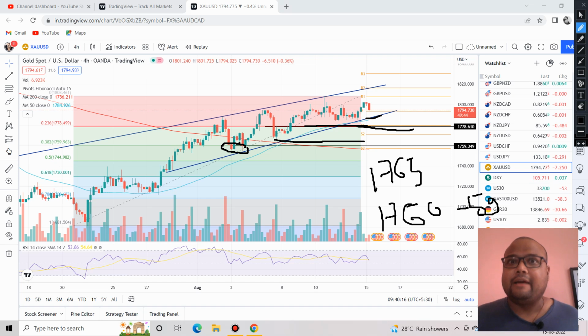Personally, I will avoid taking any buy position at the trend line, and I'll observe the market. If the market approaches the 1778 level, I'll wait for the 1765 or 1760 to 1759 levels only.